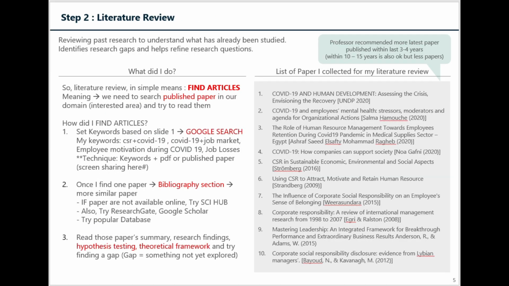Literature review. Literature review is step two of the research. Just to let you know, this step is, in simple words, finding articles. As simple as that. Meaning we need to search published papers in our domain, and we need to read them a lot. So how do I find articles? The article finding is a very simple process. Just go to Google and type your domain and then the keyword, as simple as that. I'll just show you quickly.